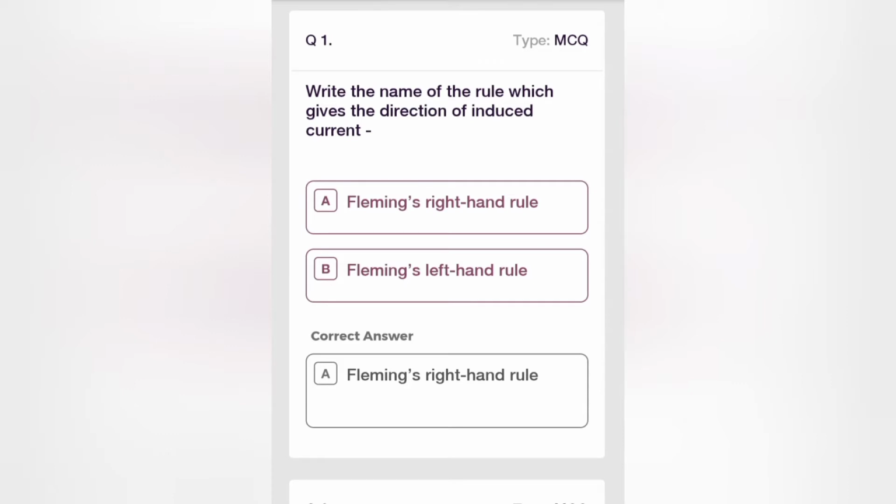Here, Fleming's left-hand rule is used to find the direction of force, whereas Fleming's right-hand rule is used to find the direction of induced current. Right-hand rule is used for generator, right? So the correct answer is option A, Fleming's right-hand rule, which gives the direction of induced current.